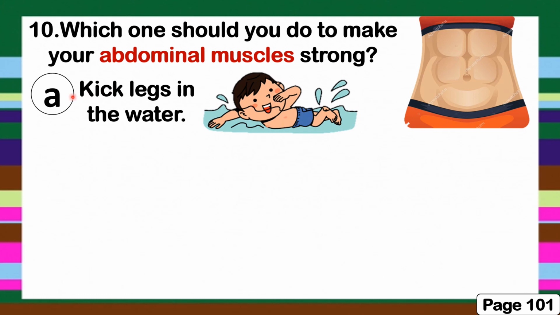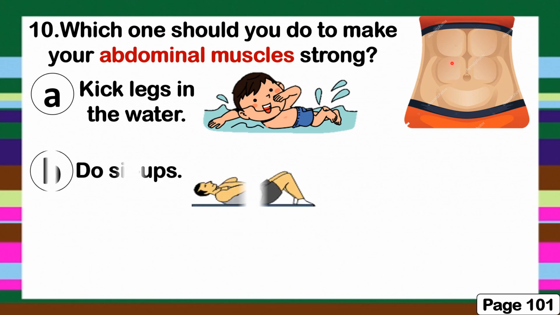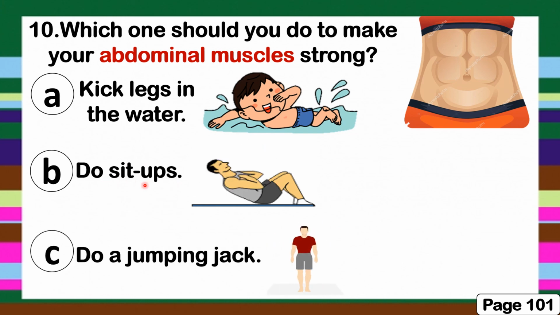Letter A, kick legs in the water. For example, when you do swimming, does it strengthen your abdominal muscles? Letter B, do sit-ups. Or letter C, do a jumping jack.